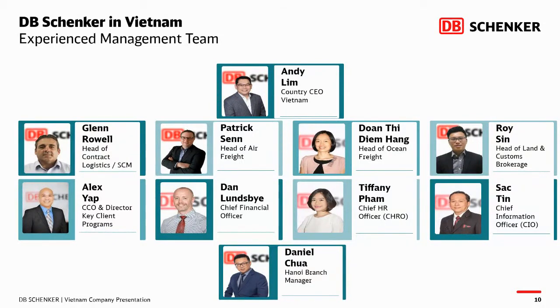And besides those products, we have a head of sales, the CCO, chief commercial officer, and other heads of supporting functions like finance, HR, IT. And of course in the Hanoi branch, because that is a big branch, we need one branch manager located here to control all activities in the north of Vietnam. And we have Daniel Chua. Actually, he's my successor, because before that it was my position.